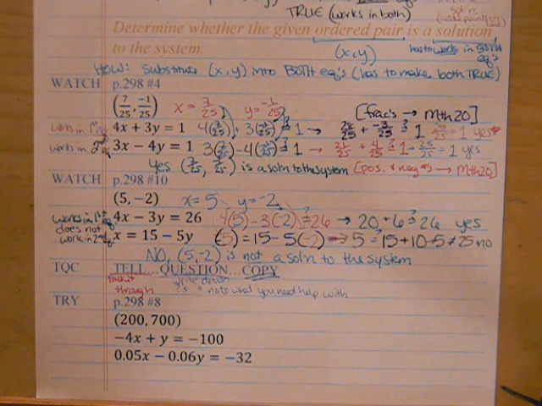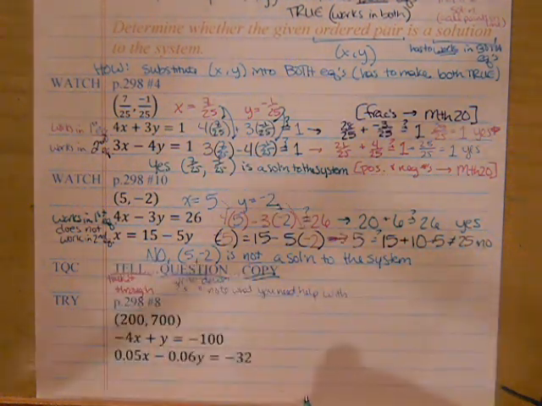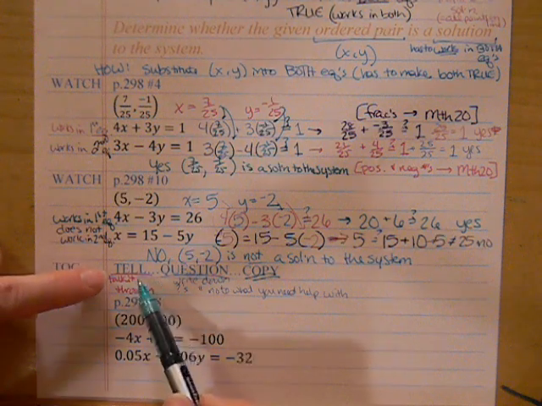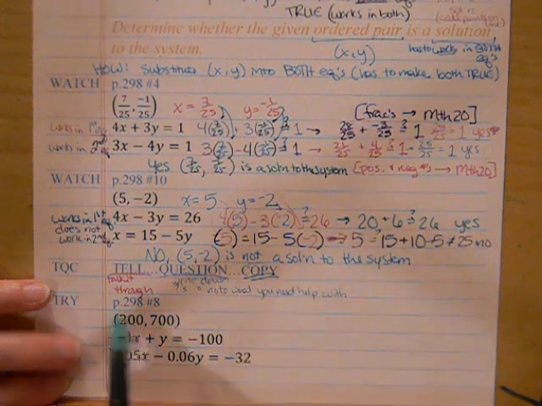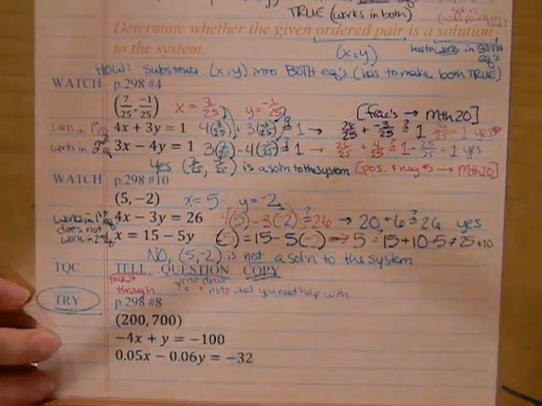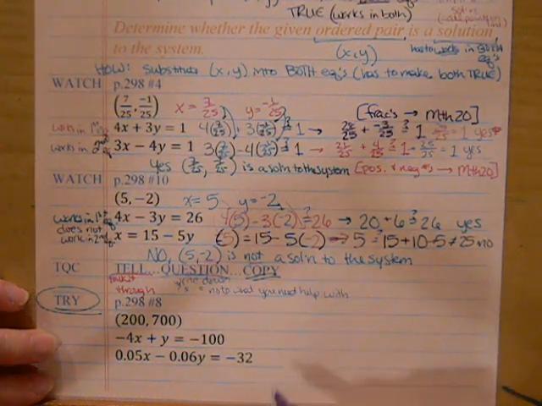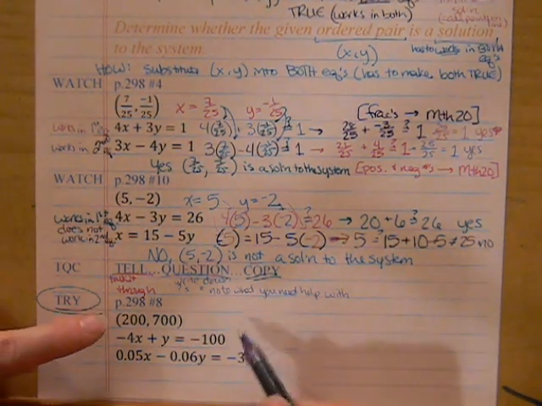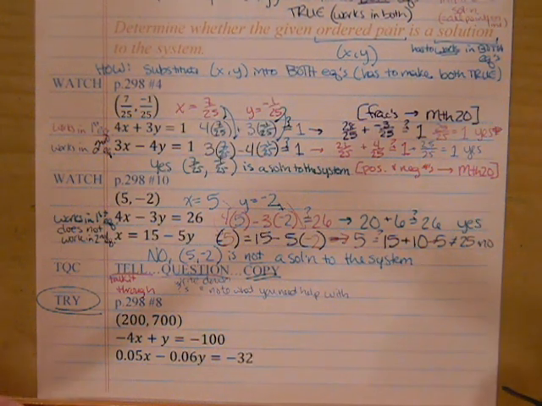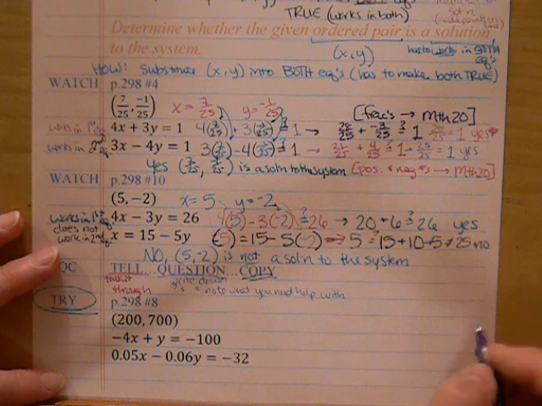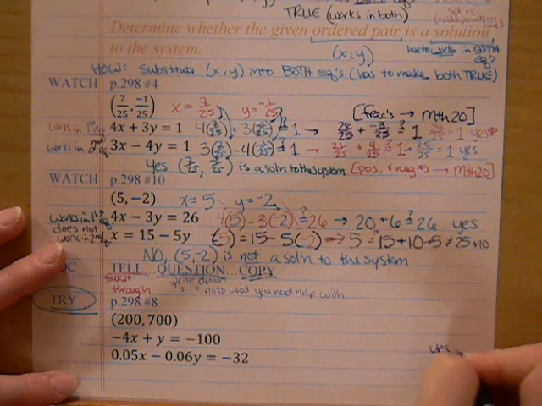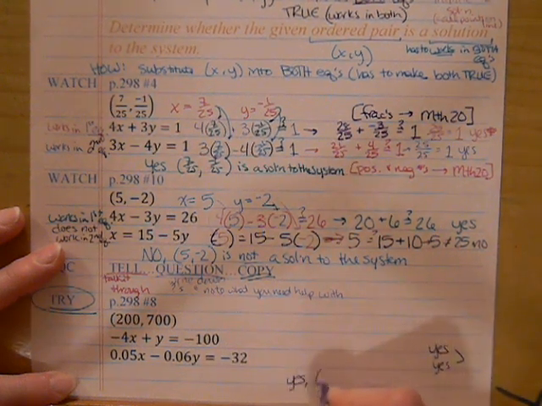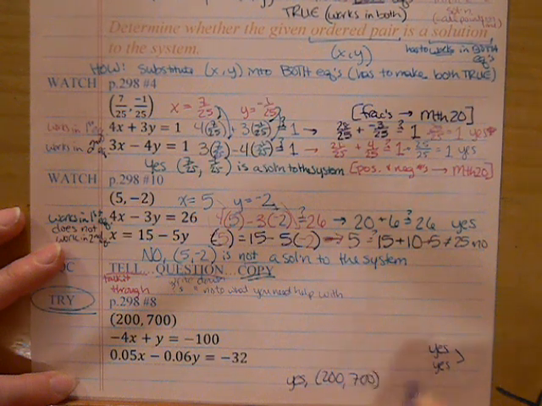Watching and understanding is one thing, being able to work it through on your own is another. So after you have talked it through, written down any questions, copied what you've seen, then you'll want to try. I'm going to reveal the answer, so pause the video and give yourself some time to finish this problem. And then here's the answer. It does work in the first equation and the second equation, so therefore 200, 700 is a solution to the system.